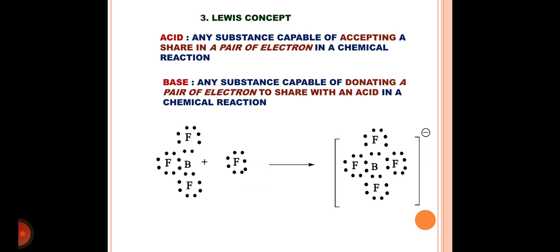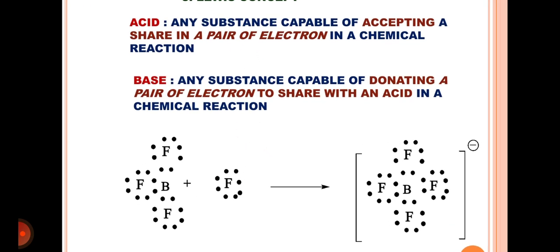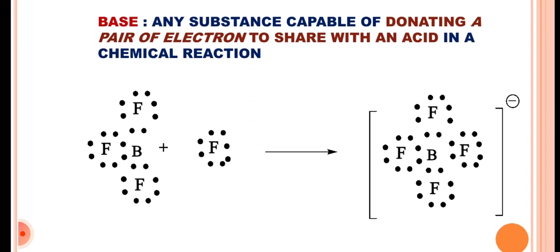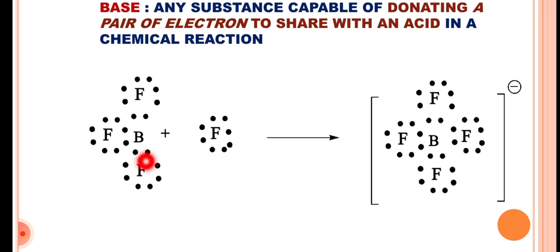The last concept is the Lewis concept. According to this, acid is any substance which is capable of accepting a shared pair of electrons in a chemical reaction. Simply, according to Lewis concept, acids are those substances which accept a pair of electrons, while base is any substance which donates a pair of electrons. Let's look at this example.